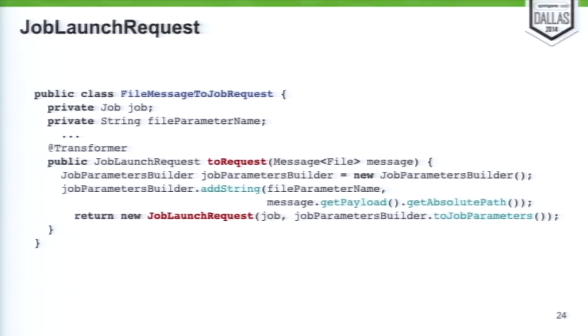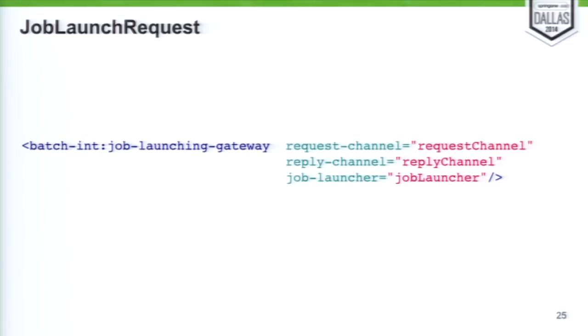That's what the JobLaunchRequest looks like. You get the message in where you have your file, for example, or it could be any other triggering point or mechanism that you want to use to start your batch job. You build your JobLaunchRequest, and that will then become another message that will trigger the batch job. The job launching gateway gets the request channel, the payload is the job launch request, and you pass in the job launcher from Spring Batch, which will then trigger the job execution.